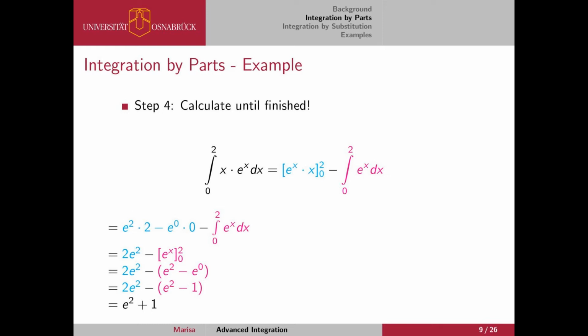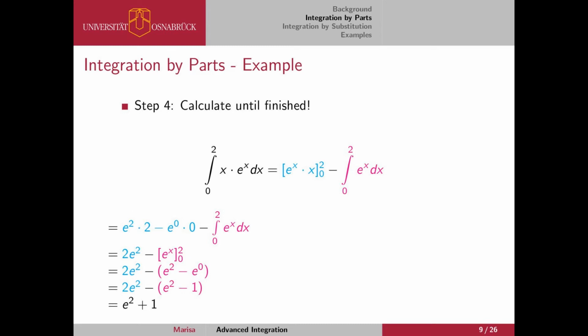For the pink part, we will perform normal integration. This means we first need to look for its antiderivative. The antiderivative of e to the power of x is e to the power of x, so we will use this here. Then we also need to plug in the limit values, so we plug in 2 and subtract the same plugged in with 0. This will yield e to the power of 2 minus 1, in total for the pink part.